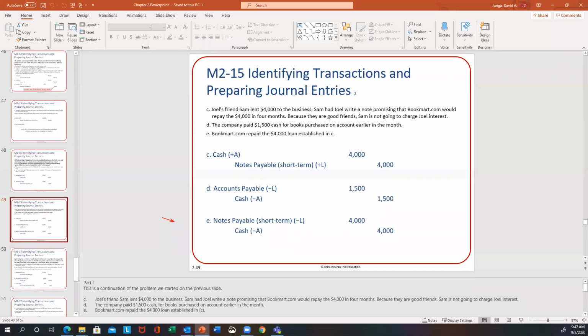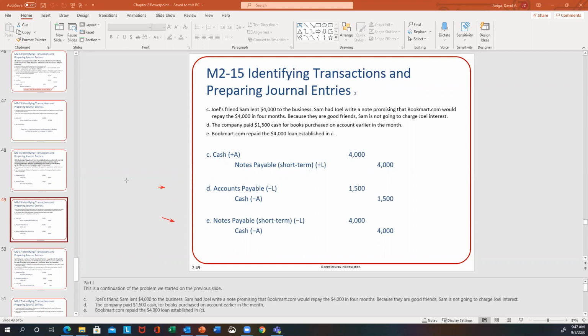Some more examples. Borrowing money again. This one's a short term. Still, you debit cash, credit notes payable. Part D, it looks like you're paying on account, so debit AP, credit cash. And then on part E, you're paying some of your loan by debiting notes payable and crediting cash.